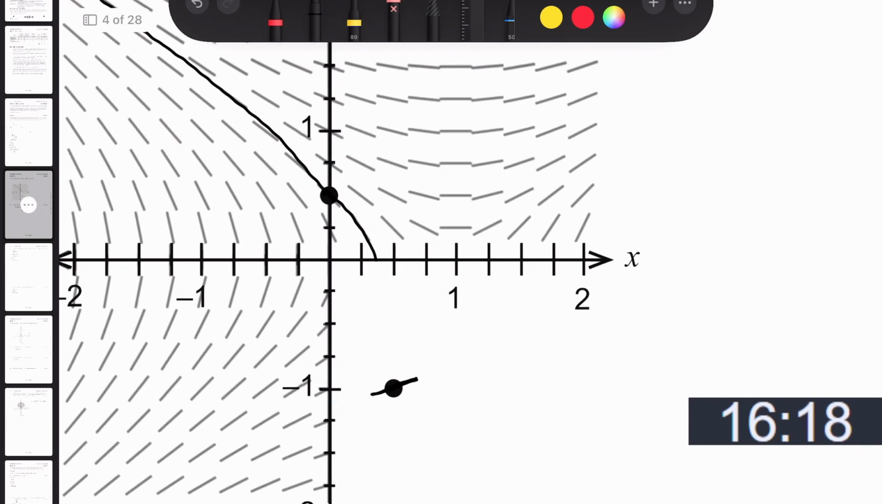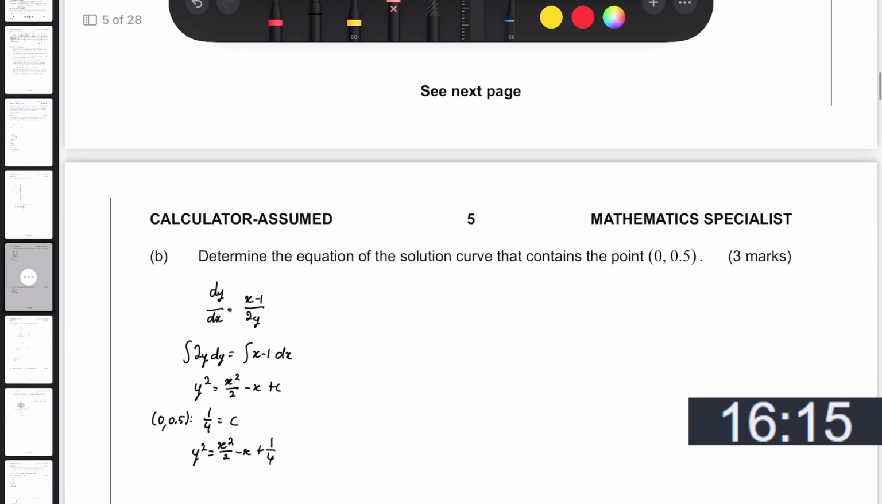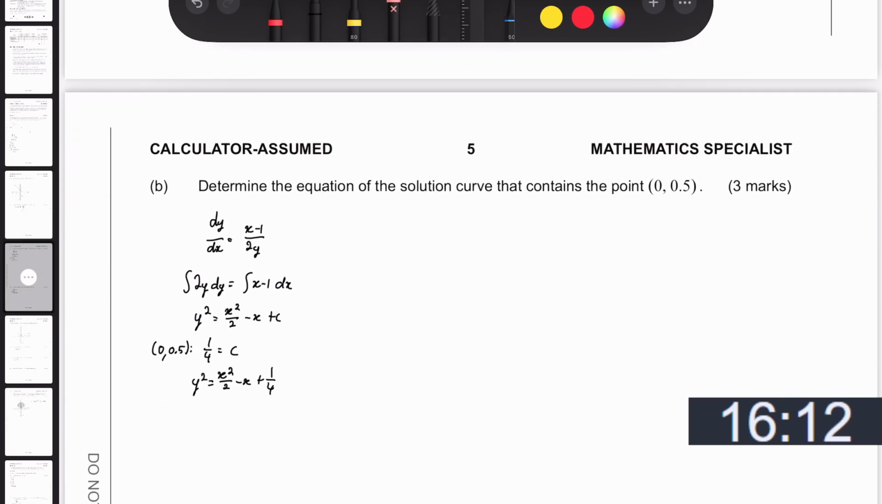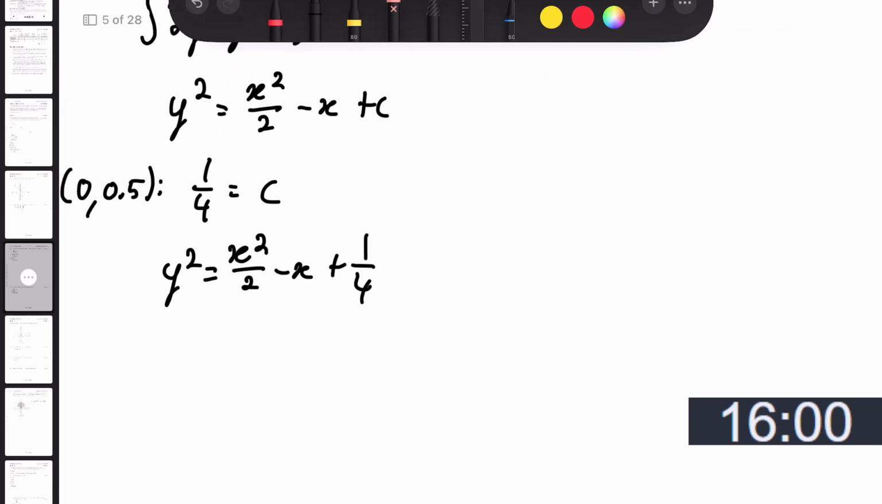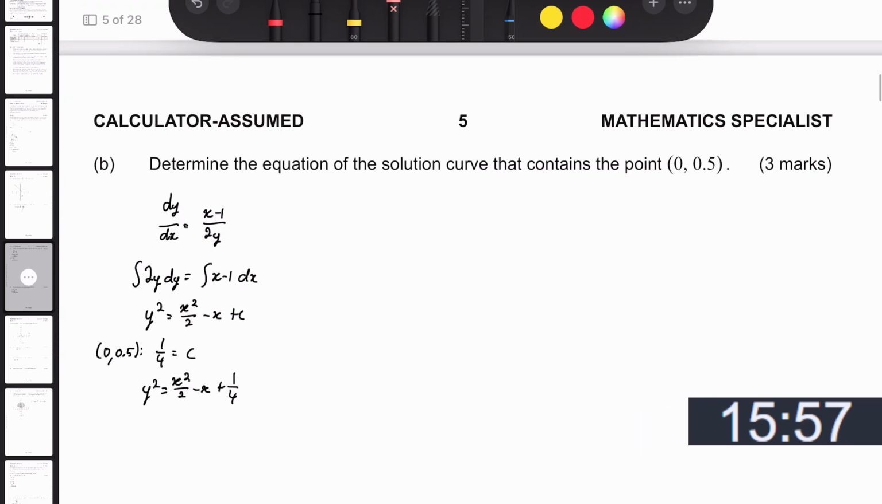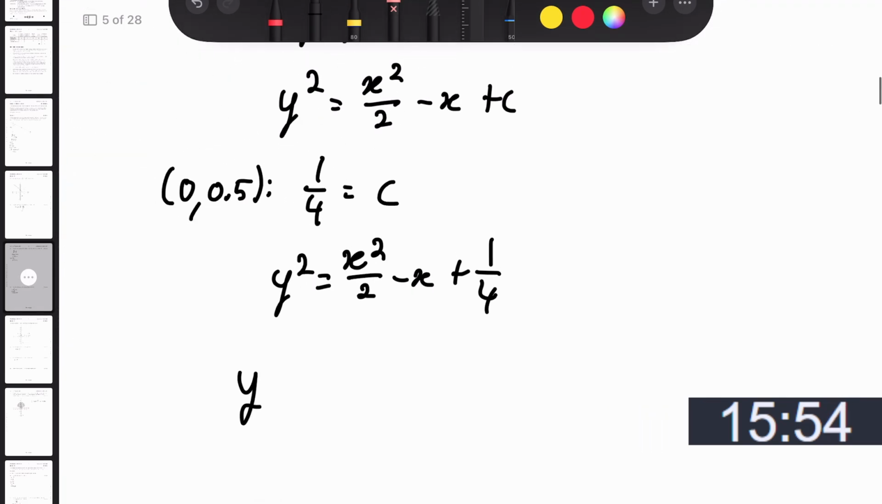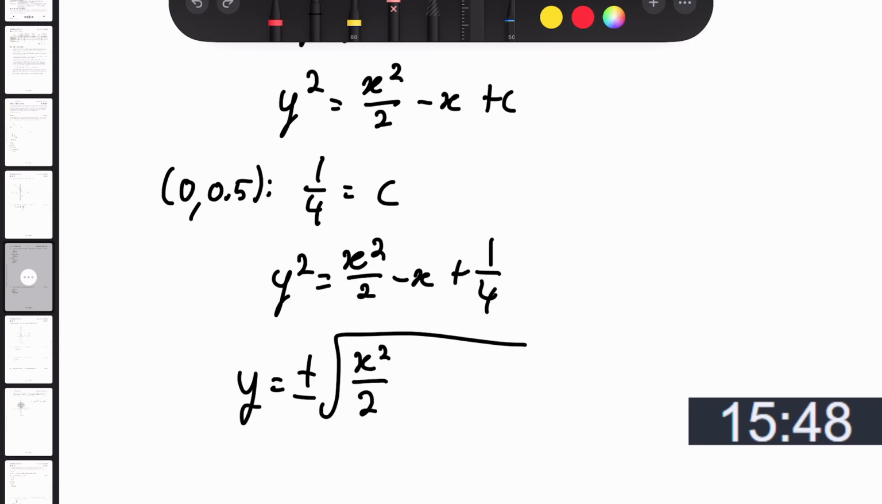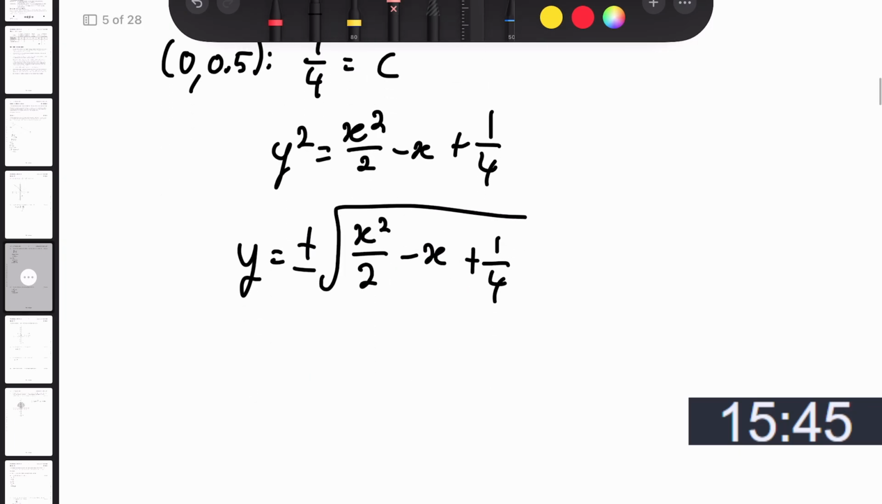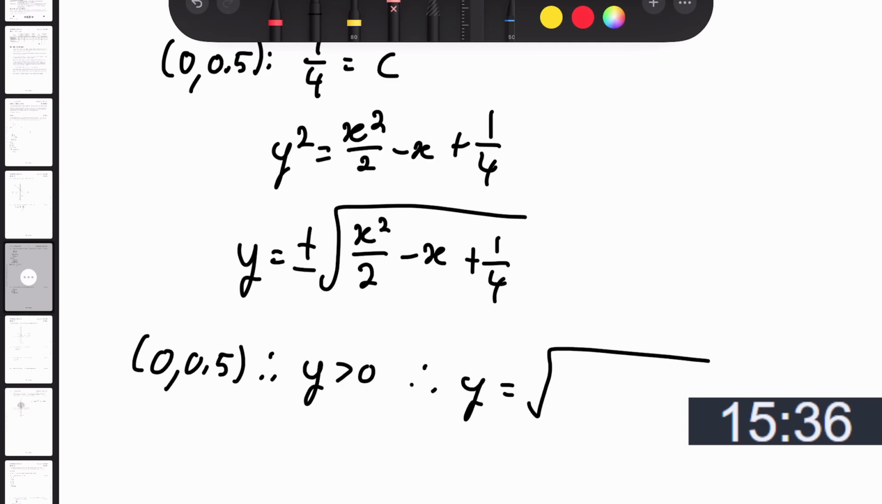Solution kind of has that. Oh my god. Solution curve that contains the point minus x over 4, 0 and 0.5, therefore y greater than 0. For y is going to be the positive version.